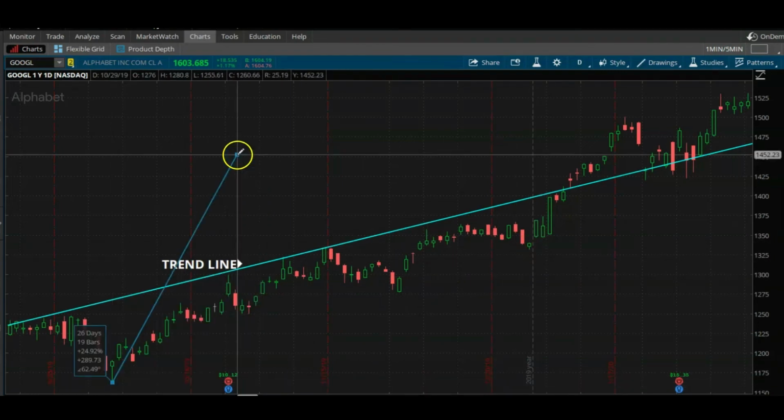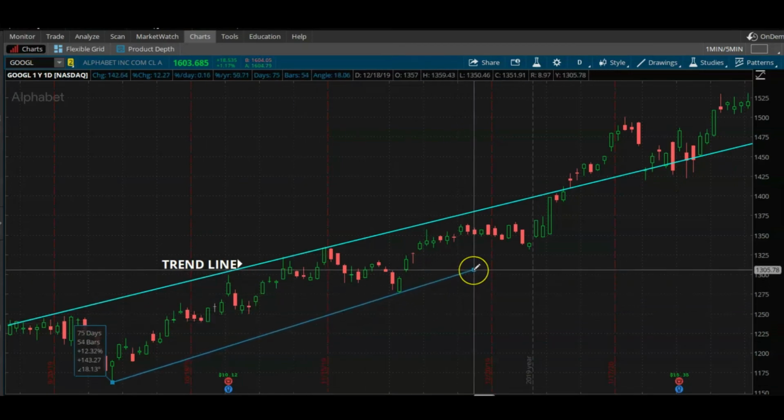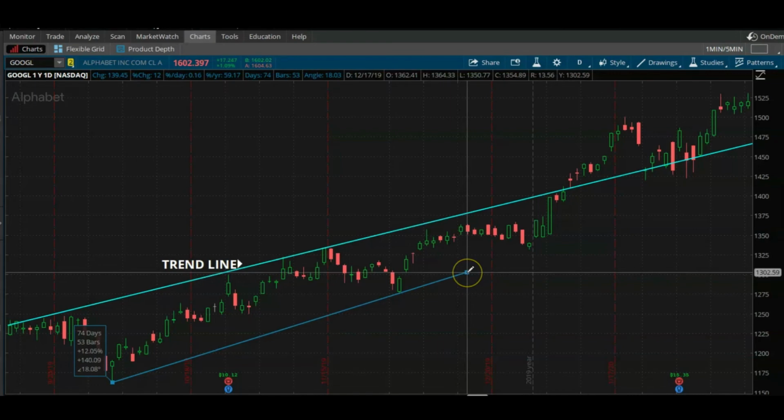I'll pull up my trend line, and if I draw it just from here to here, well, I've only got 2 touches, and that does make a trend line. But what makes a stronger trend line is one that has even more touches. So let's see if I can attempt to create more than 2 touches.